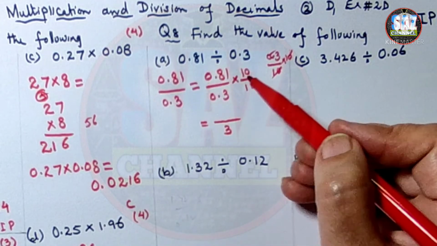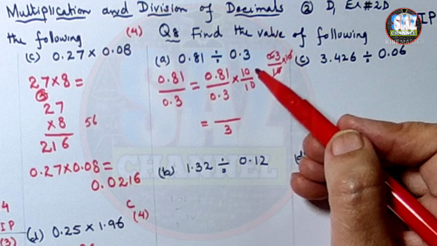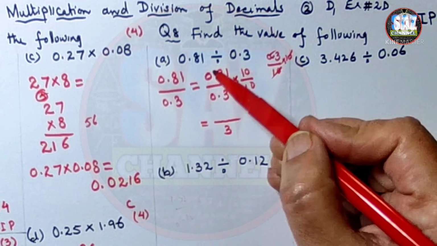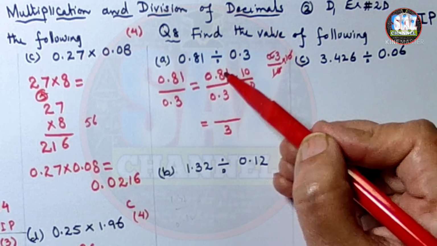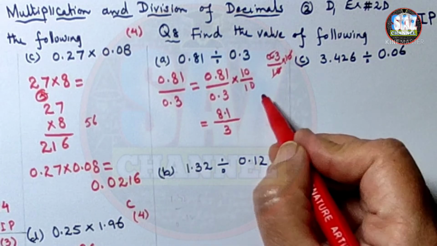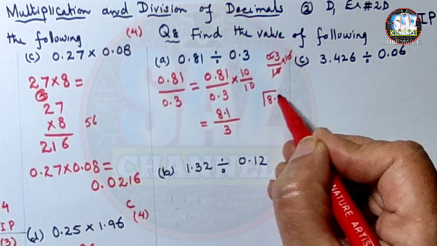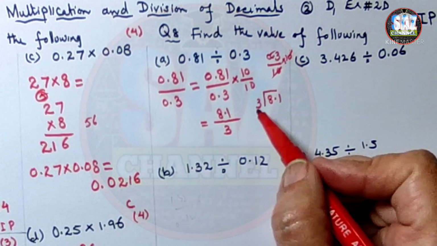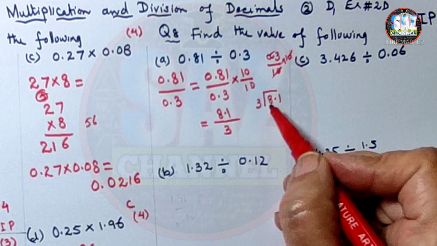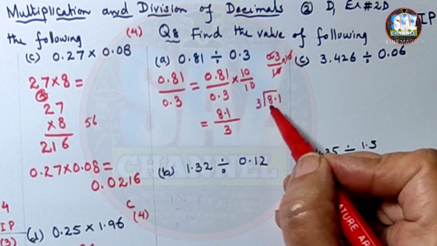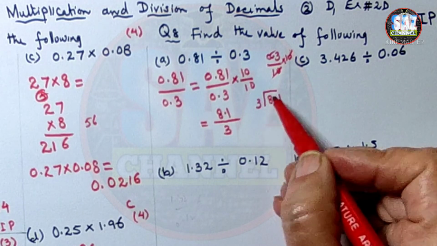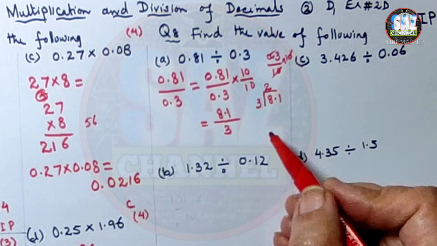And now when we are multiplying 0.81 by 10, the decimal will be moving one place towards right, okay, and it will become 8.1. Now what we have to do, we have to carefully divide 8.1 by 3. Read the table of 3, that either we are getting this number or we are getting a number which is closer to this. 8 is even and 3 is odd, so we cannot get exact answer. So 3 how many times is closer to 8?